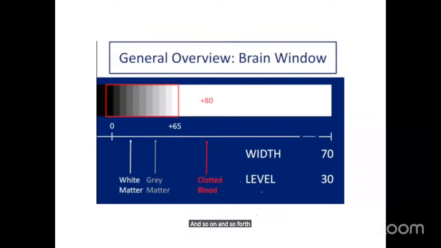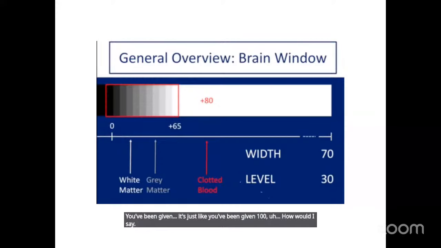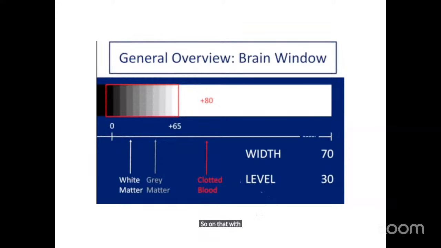So there are two types of windowing. Okay, we call them window width and window level control. Window width is the range of values. Let me give an example. It's just like you've been given 1,755 naira to share among 10 people, or 1,755 naira to share among 2 people. Which one is easier to share?